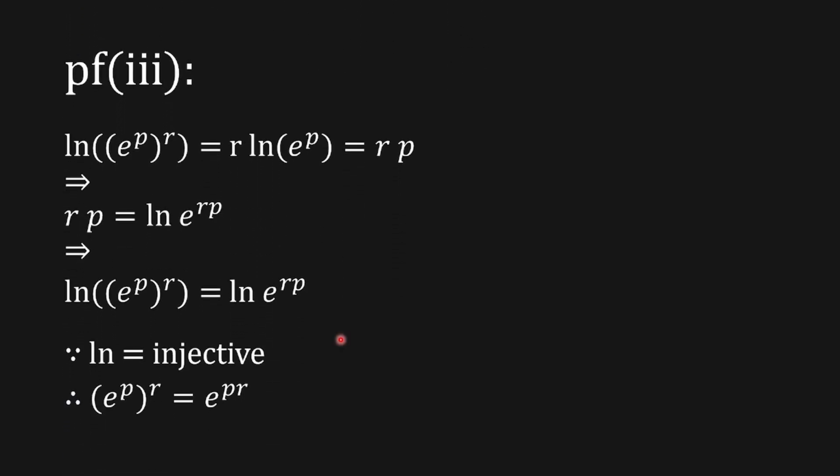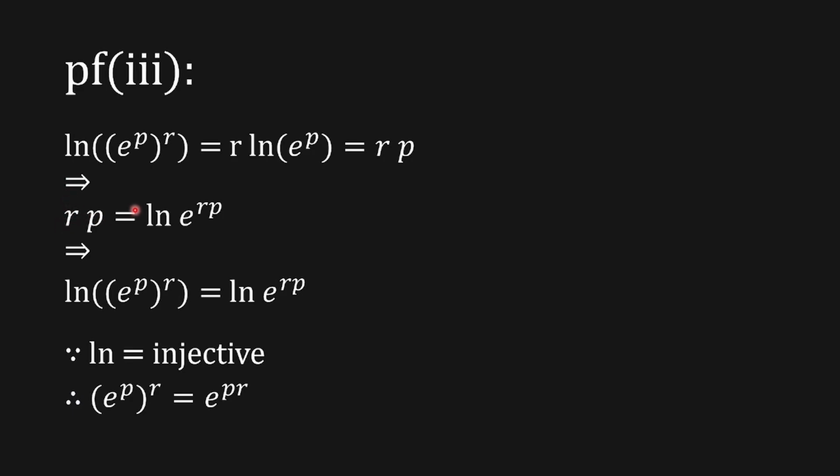Alright, proof of 3. Again, we're going to start with the natural logarithm with input e to the p all raised to the power r. This is equal to r times ln e to the p. This is that natural logarithm law where you can bring the exponent and make it a product. So we have r times ln e to the p. Well, we know these are inverses again, so they cancel and just leave us with the exponent here, p. So we get r times p.